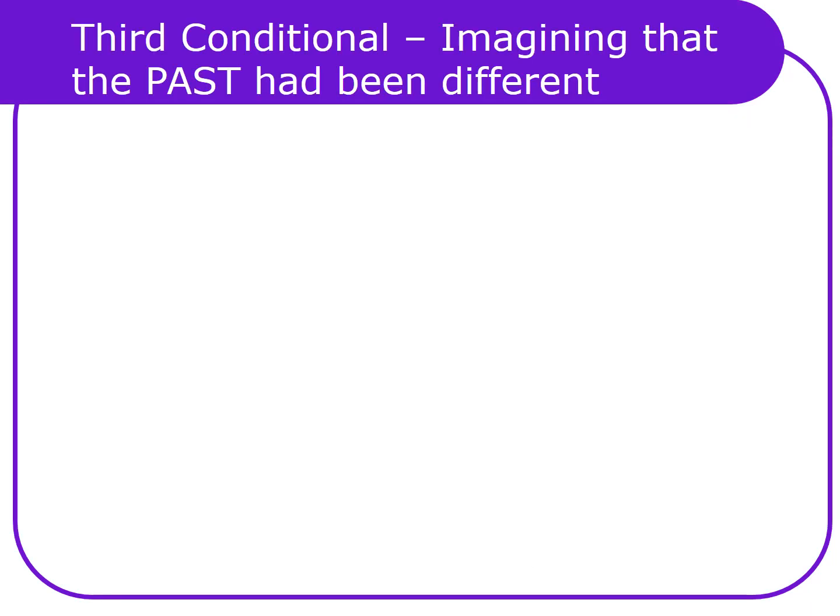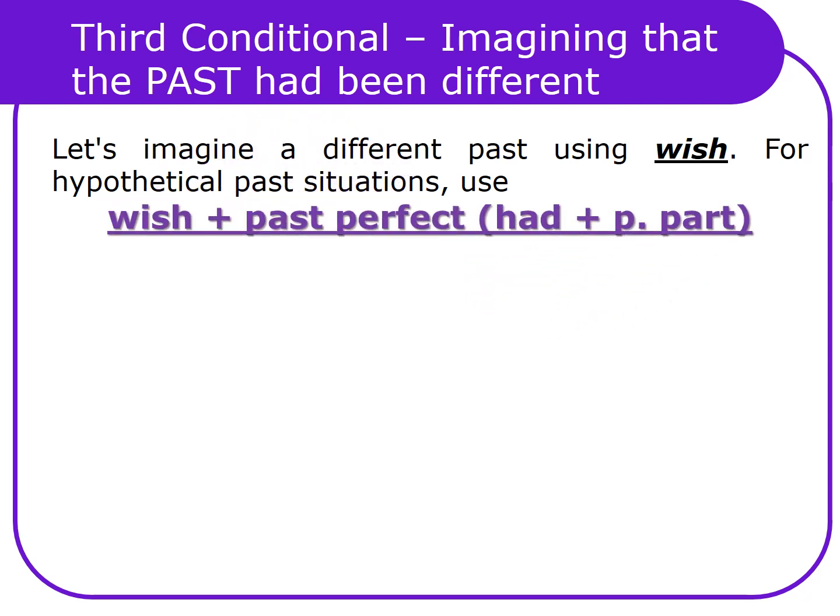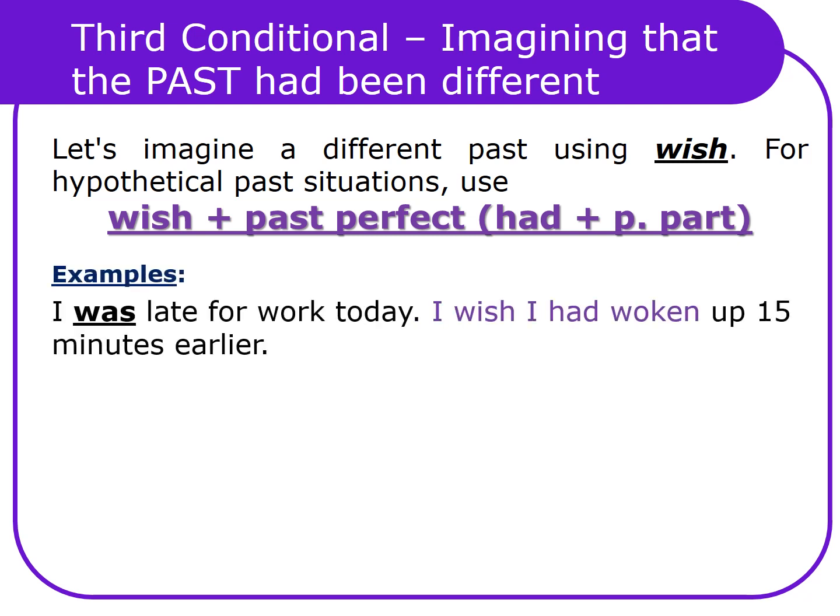What about the third conditional? Imagine that the past has been different. Let's imagine a different past using wish, for example. When I say wish plus past perfect, I put it in the past. So I use it to imagine that the past was different. Like, for example, I was late for work today. I wish I had woken up 15 minutes earlier.